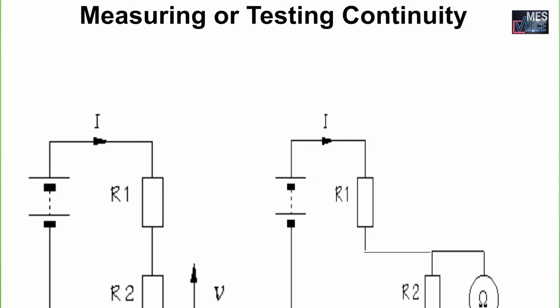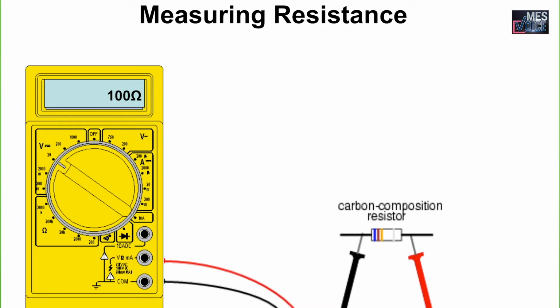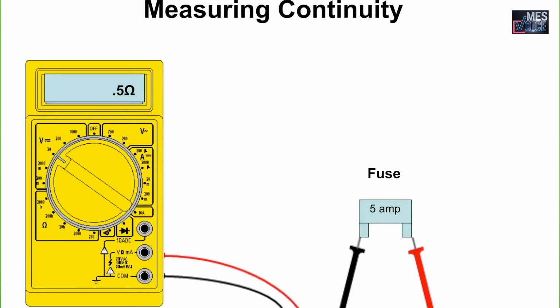Next, measuring or testing continuity. This circuit is representing testing continuity. That is, two resistors R1 and R2 are connected in series across a battery. There is a current flow I. Then we are connecting an ohm meter across R2 for measuring continuity. For measuring a resistance, the positive lead is connected across the resistor and the negative lead at the other end. For measuring continuity, we are connecting the positive lead to a fuse and the negative lead to the other end of the fuse.